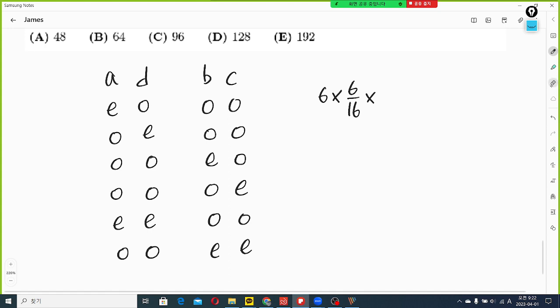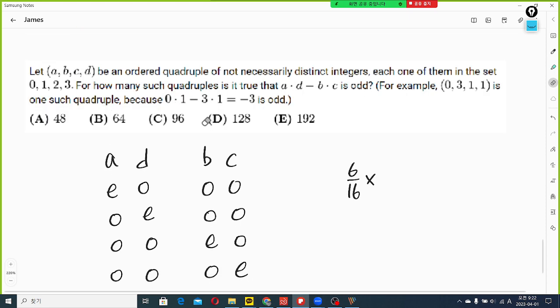Let's say this way. So that's the probability, and the number of total possible cases. Because we are choosing four numbers, and there are four variables, so the total possible cases are 4 to the fourth power. So 4 to the fourth power means 256. So 6 times 16 is 96. So 96 cases are possible.